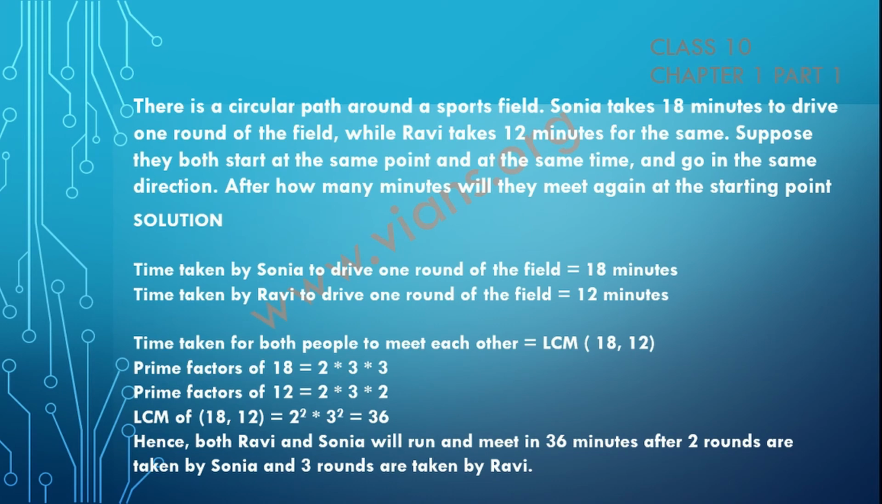Now there's a circular path around a sports field, and Sonia takes 18 minutes to drive around one round of the field, while Ravi takes 12 minutes for the same. Suppose they both start at the same point and at the same time and go in the same direction. After how many minutes will they meet again at the starting point? So now what you're trying to figure out is what would be the least time in which they would meet again.